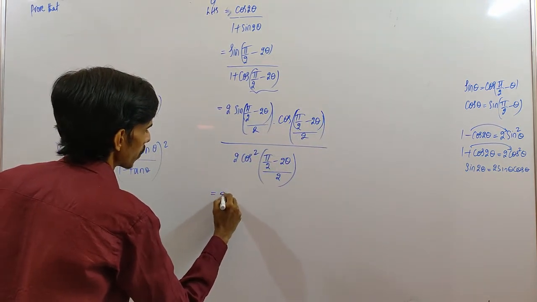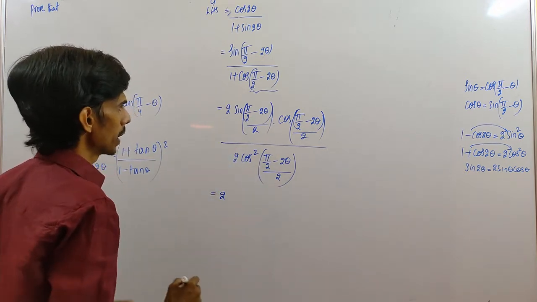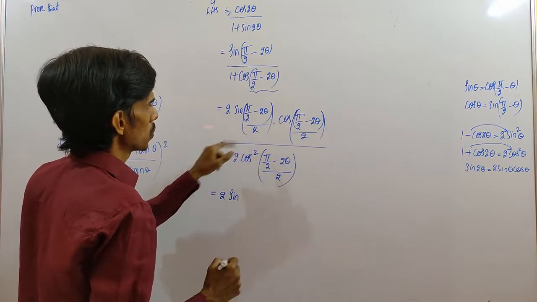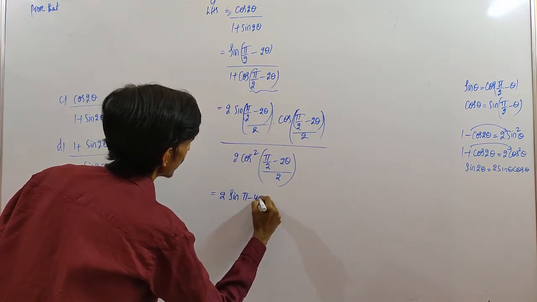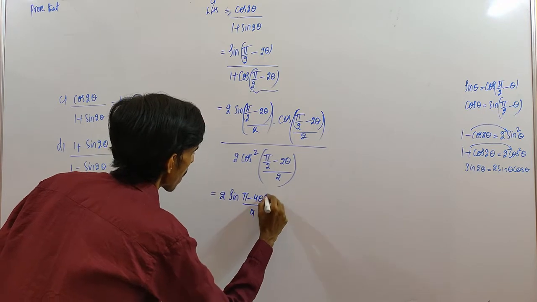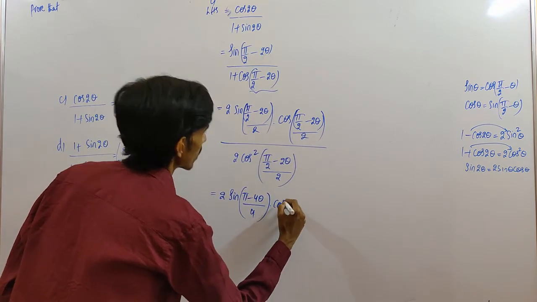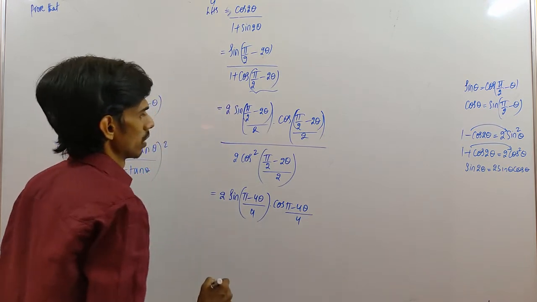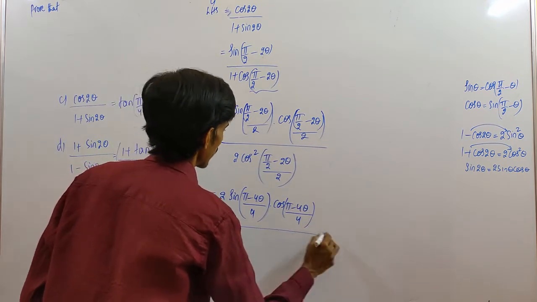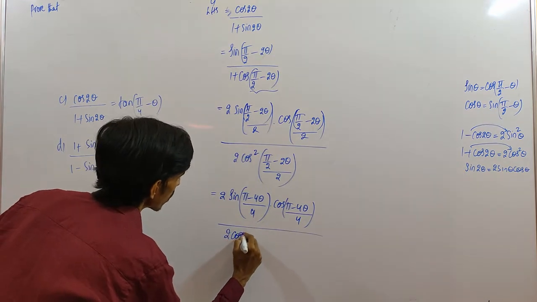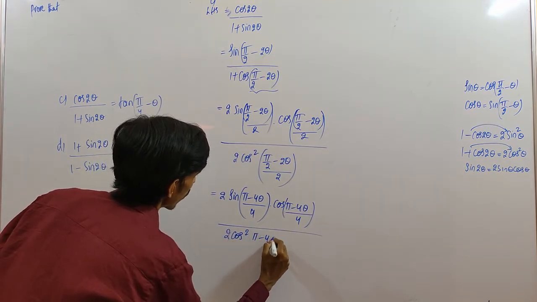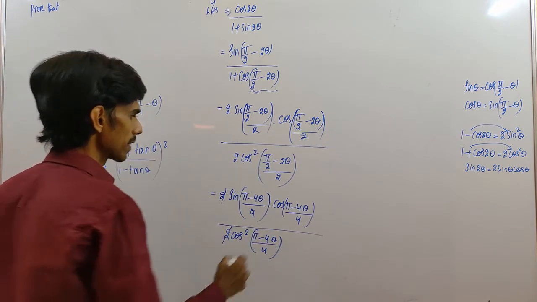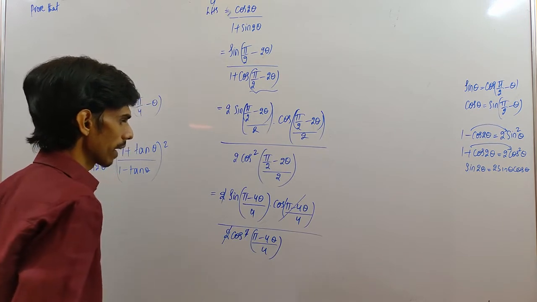So this will become 2. Take LCM here, it will become 2 sine 2 to the 4 and 2 to the 4. So it will become (pi minus 4 theta) divided by 4 into cos. Similarly, (pi minus 4 theta) divided by 4 divided by 2 cos square (pi minus 4 theta) by 4. Now this 2 and this 2 will get cancelled. This complete with this square get cancelled.